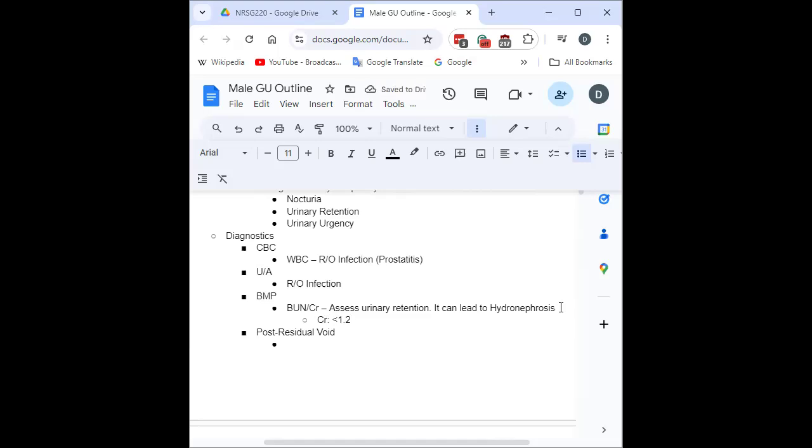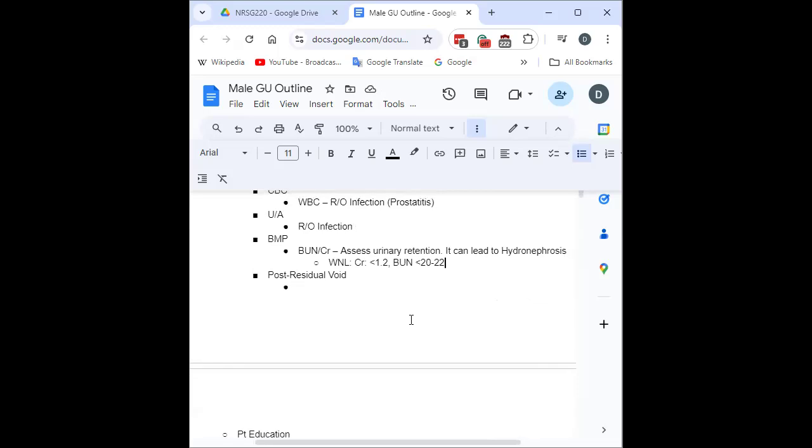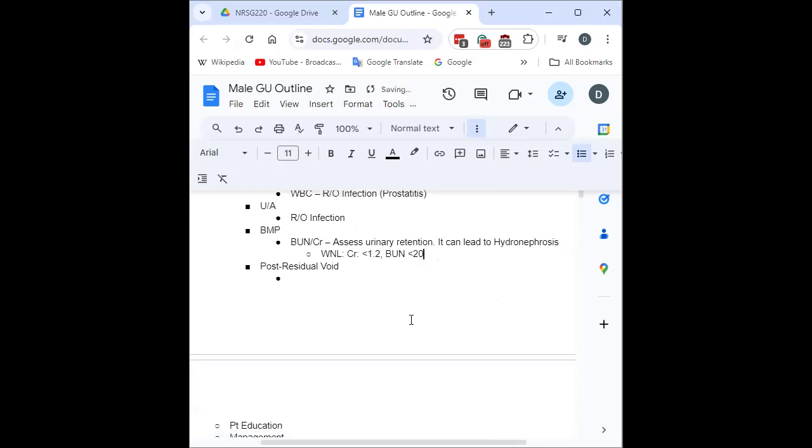On average, for within normal limits, I'll go with your creatinine less than 1.2, and your BUN less than 20. I've seen 20 to 22. I think my facility uses 22 for the upper limit, but it depends on where you're at. Looks like most of you agree with 20, so we'll keep it at 20, because I think that is what we learned here. So now let's talk about that post-void residual.